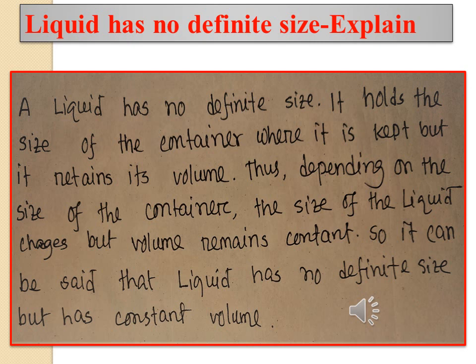It holds the size of the container where it is kept, but it retains its volume. Thus, depending on the size of the container, the size of the liquid changes. But the volume remains constant in the case of liquid, as you know very well. So it can be said that liquid has no definite size but has a constant volume.